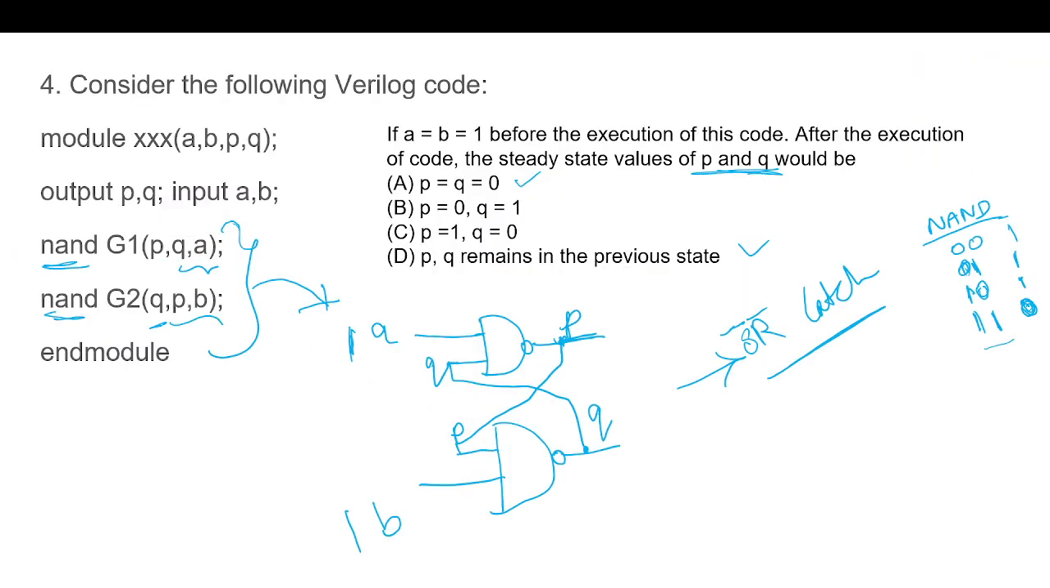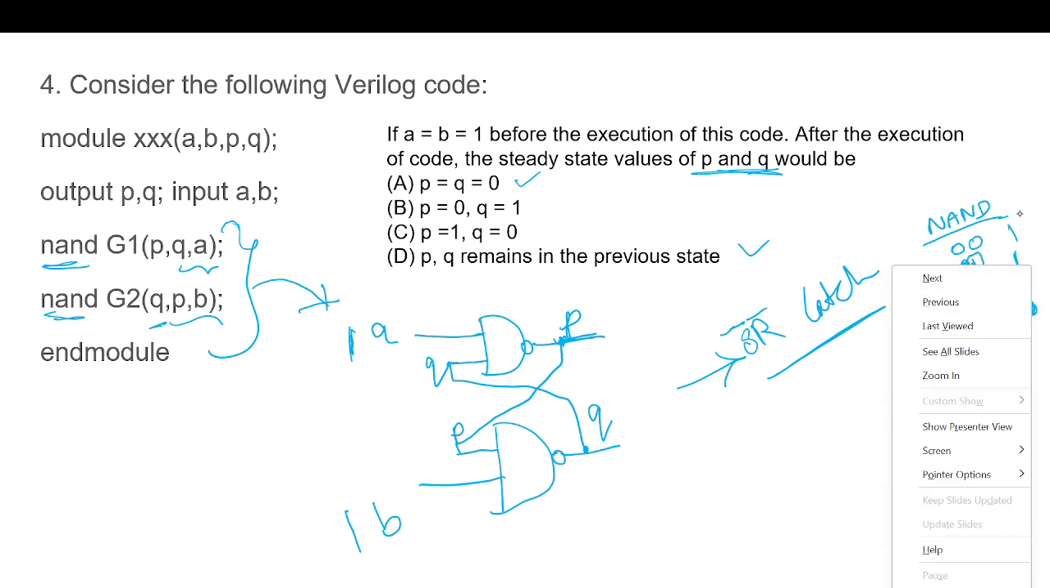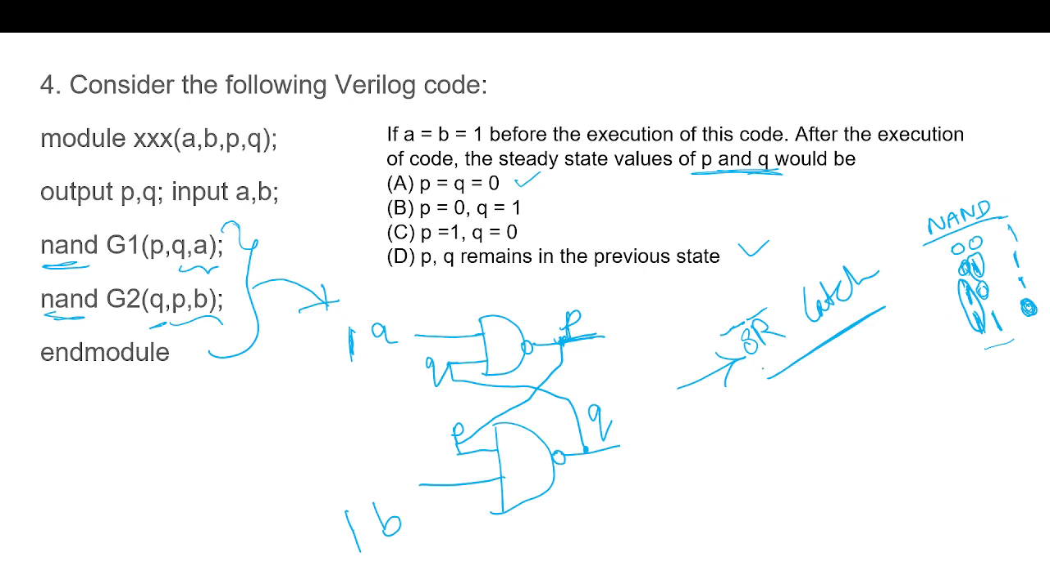So this is an S bar R bar latch, and I am having 1 as the input. So you can see if it is 1, the output can either be 0 or 1 based on the other input. So I can have this as Qn, and Qn plus 1 will be Qn. So I will be able to retain the previous state. So option D is the answer.